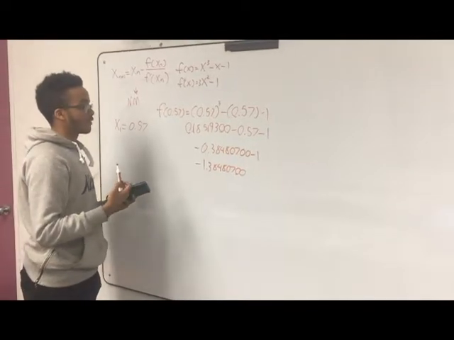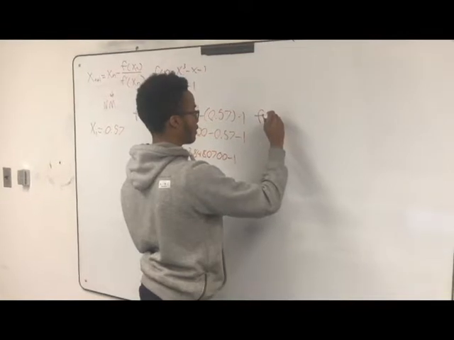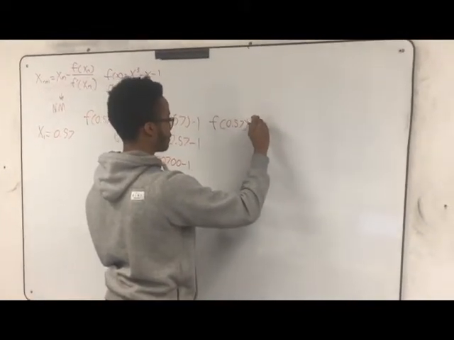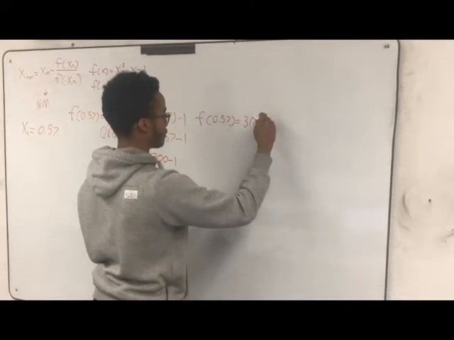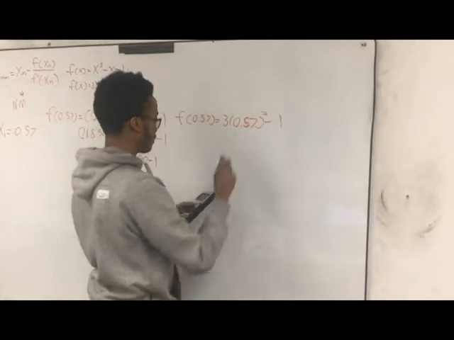Now, when we find our f prime of this, we have f prime of 0.57, 3 times 0.57 squared minus 1.